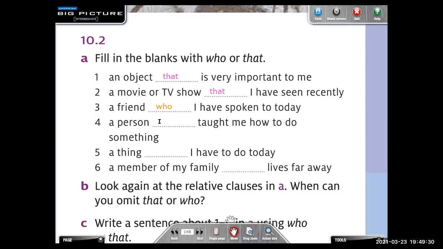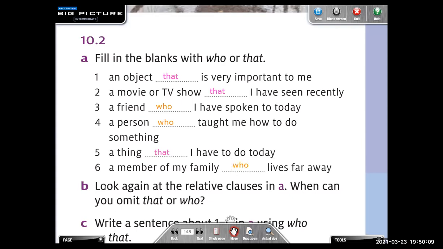A person who taught me how to do something. Number 5, a thing that I have to do today. Number 6, a member of my family who lives far away. Okay, very good.